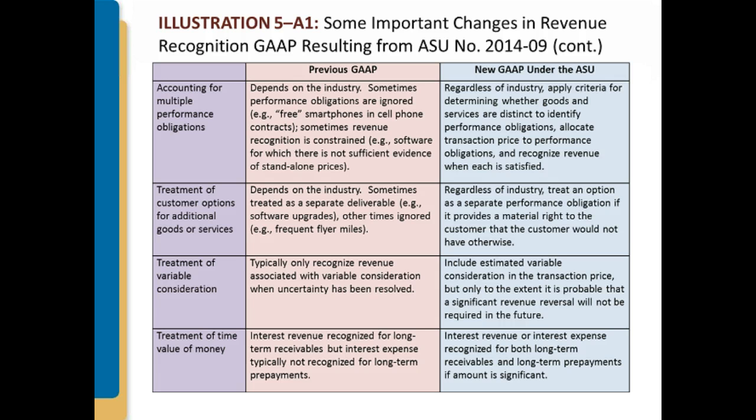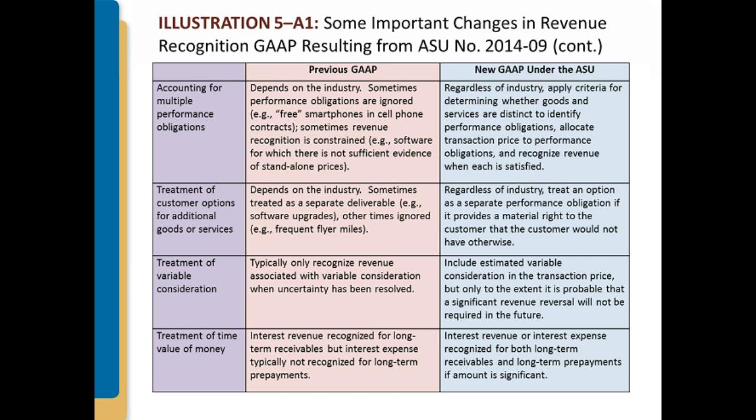Accounting for multiple performance obligations, here it depends on the industry. One way to think about current GAAP, what we're used to, is that "it depends on the industry" is a pretty common thing that people say. There are all these industry-specific, siloed revenue recognition standards. Sometimes you'd ignore performance obligations, like with cell phone providers, who give you a free phone. Sometimes revenue recognition is constrained, like software, where you don't have vendor-specific objective evidence.